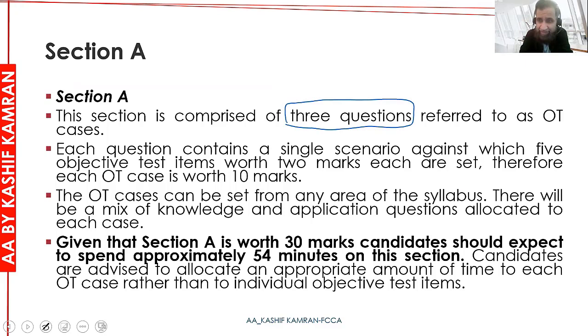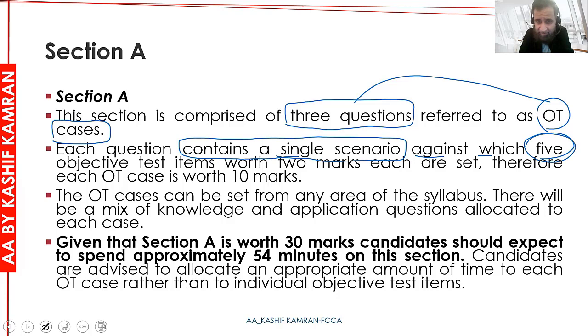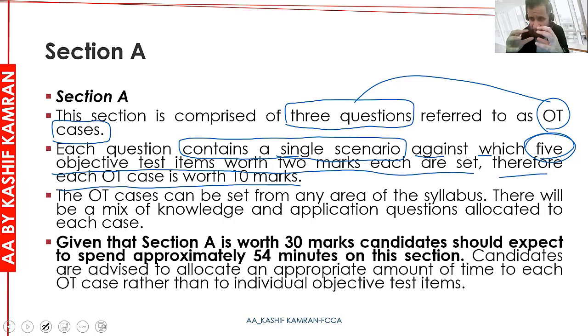Each question is followed by five multiple choice questions. So you have three questions referred to as OT cases: case number one, case number two, and case number three. Normally, the examiner says scenario one, scenario two, and scenario three. Every scenario is followed by five questions. Each question contains a single scenario, against which five objective test items worth 2 marks each are set. Therefore, each OT case is worth 10 marks, right? So you will have a small case study, you'll read it, and followed by that, you have five multiple choice questions, right?